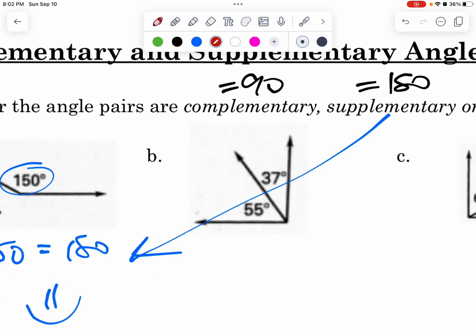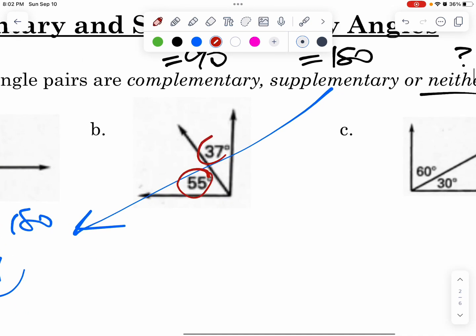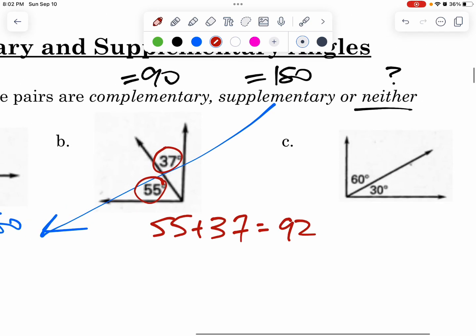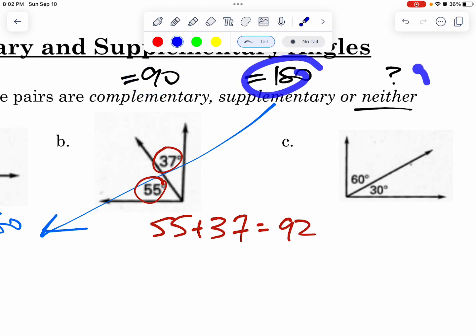Okay? How about this one? 55 and 37. What happens when I add those together? I get 92. That's not 90. It's close to 90, but it's not 90. It's not 180. Oh, it must be neither. Snap. I got that one too. Okay, great.